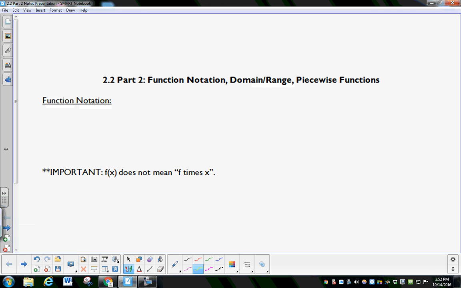These are the notes for section 2.2 part 2, and we're going to be talking about function notation, domain and range again, and piecewise functions. So the first thing I want to mention is function notation, which we've talked a little bit about before. This is where, instead of writing y equals, we write something like f of x equals, let's say, 2x plus 1.